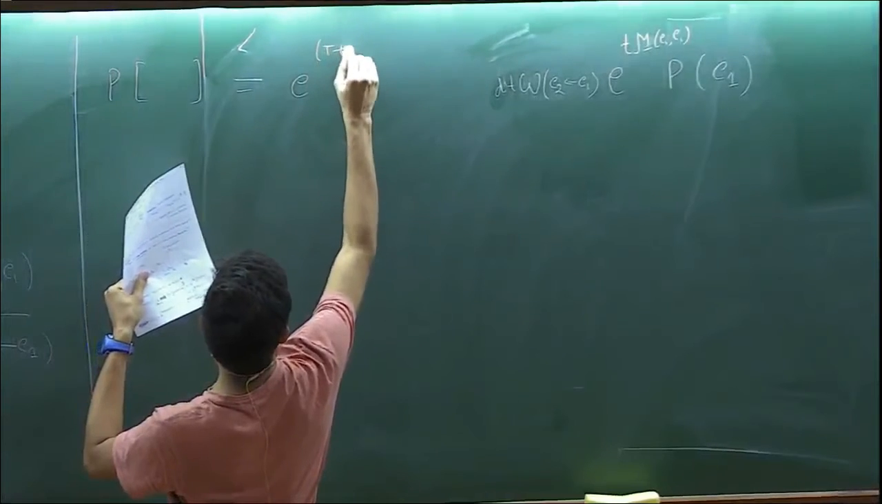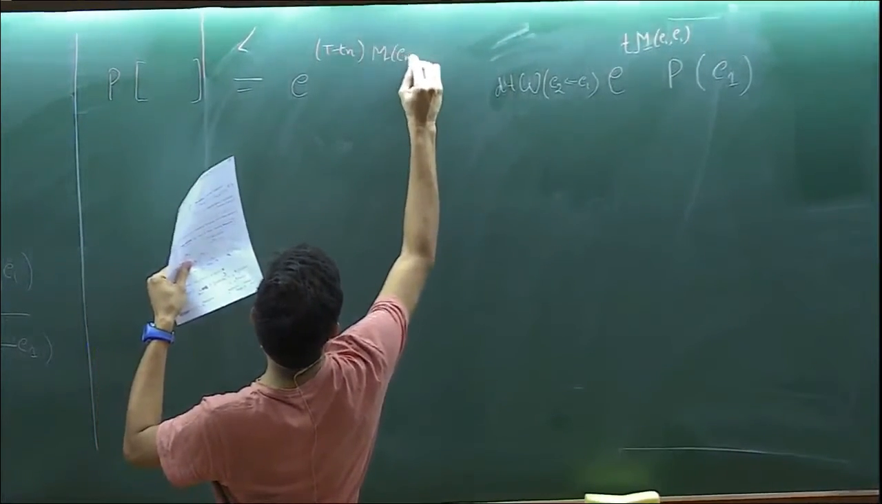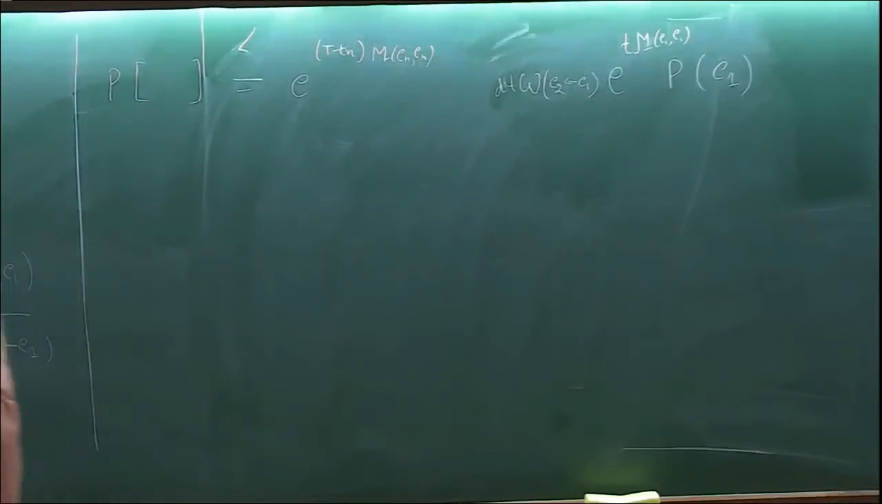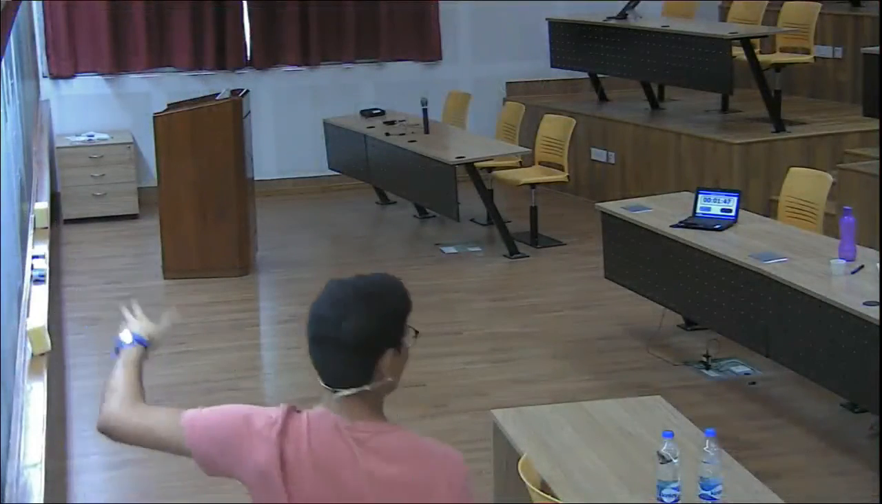Final time minus tn, cn. So the last one, let's call it cn. Okay, so this is the probability of a trajectory. Now let's think about the time reverse trajectory. Time reverse trajectory means that I'm looking at a trajectory which starts at cn, then goes backward. Then it's also simple to write.